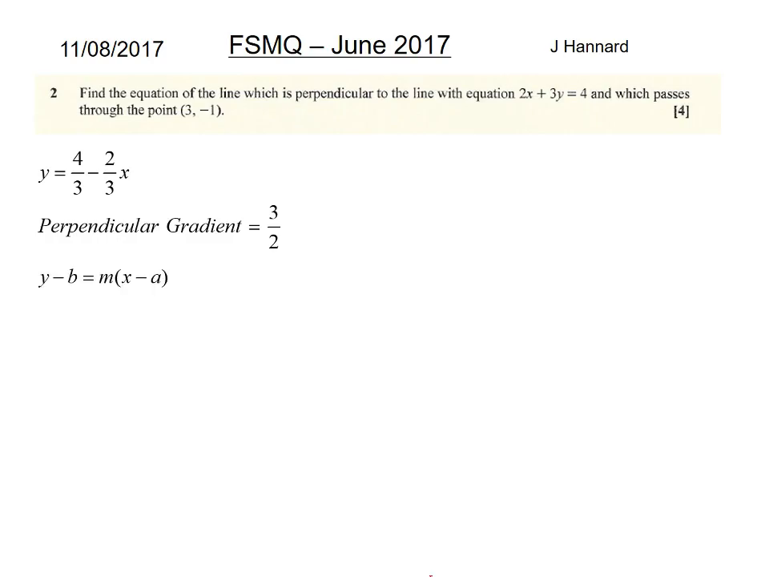y minus b equals m(x minus a). We've got a point, we've got a gradient, we put them all in. Times everybody by 2 and you get that, remembering that a double negative equals positive, and take the 2 over the other side and you've got 2y equals 3x minus 11. Quite a gentle start to the paper.